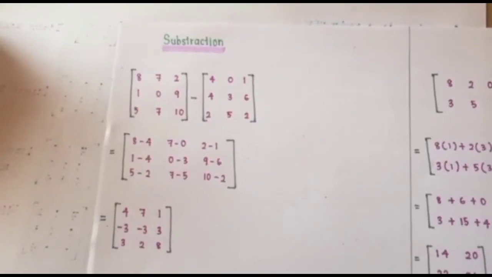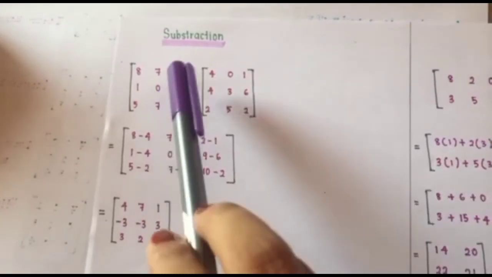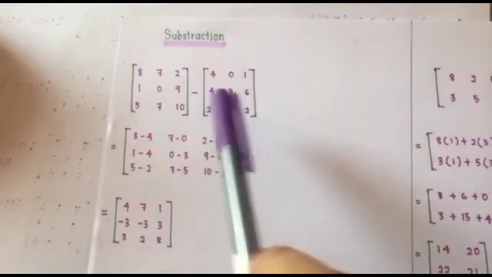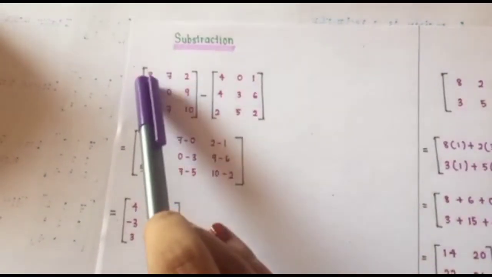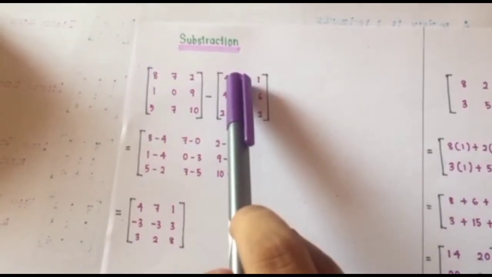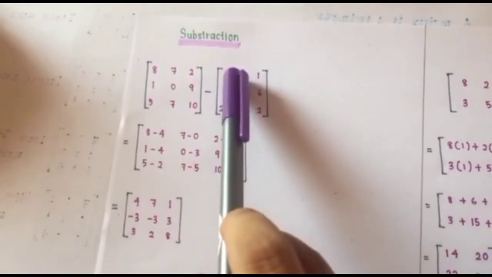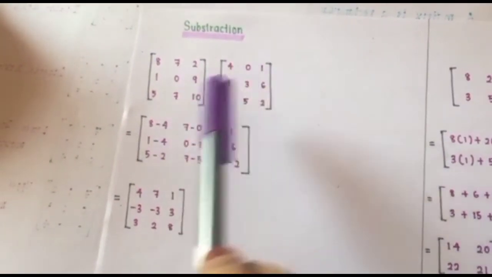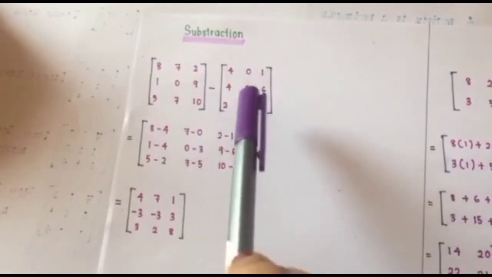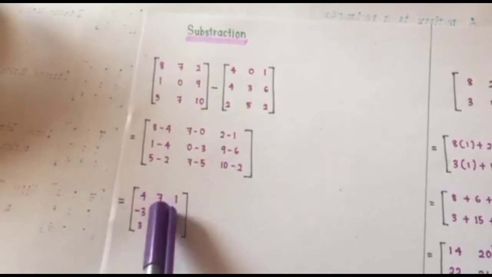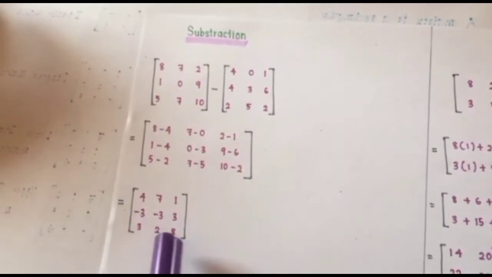Okay, now we are going to talk about subtraction in matrices. As we can see, we have matrix A here and matrix B here. In subtraction, we just need to subtract the first row, first column with the first row and first column. So we have A11 here as 8 and B11 here as 4. So we just put 8 minus 4 here. The same goes for the other entries also. So the answer is 4, 7, 1, negative 3, negative 3, 3, 3, 2, and 8.